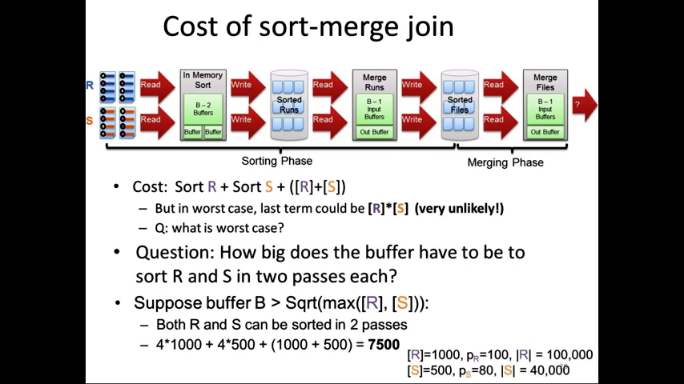7,500 input outputs. Compare that with the previous cost that we had, which was of course on the order of 200,000, when we were using the index. So much more interesting.